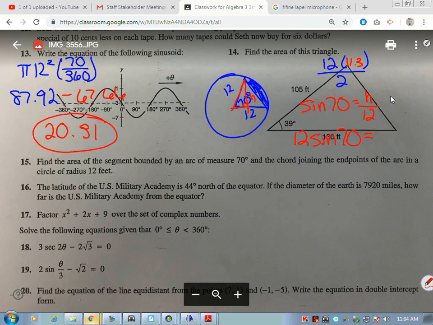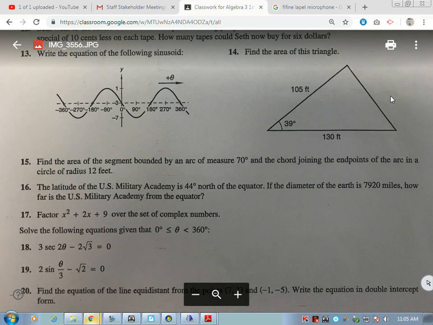I'm not sure. But again, so long as your work is right, your estimations shouldn't throw it off by enough where I'm going to count anything wrong. Okay? All right, and that should be in feet squared. Okay? You understand what we're doing there?